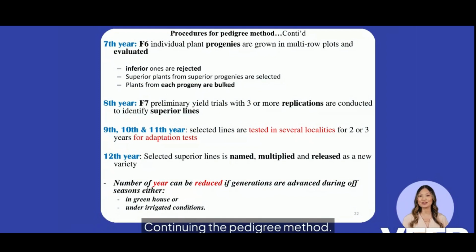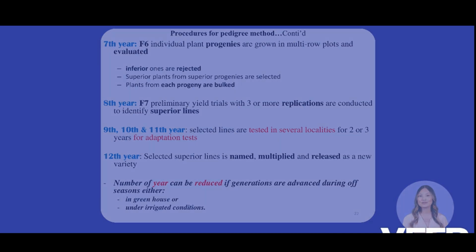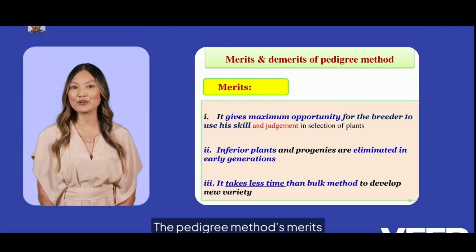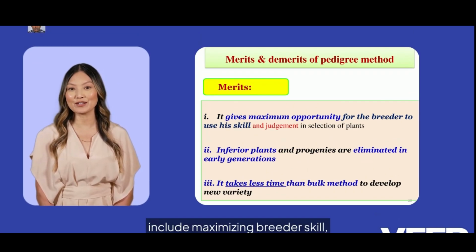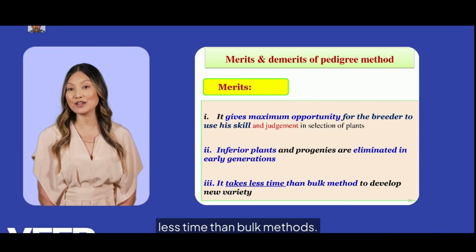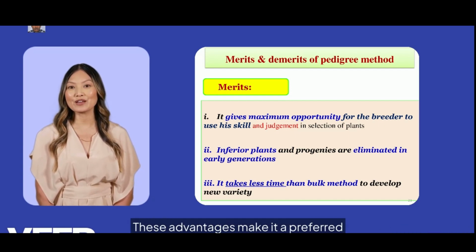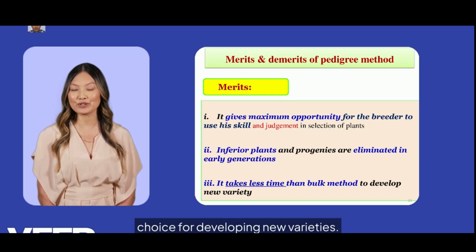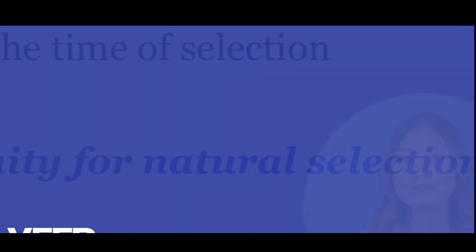Continuing the pedigree method, F6 progenies are evaluated and superior lines are identified through trials. Selected lines undergo adaptation tests, and by the 12th year, they are named, multiplied, and released as new varieties. The pedigree method's merits include maximizing breeder skill, eliminating inferior plants early, and requiring less time than bulk methods. These advantages make it a preferred choice for developing new varieties.